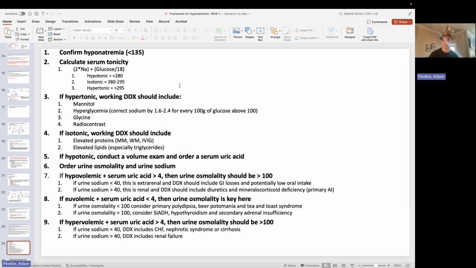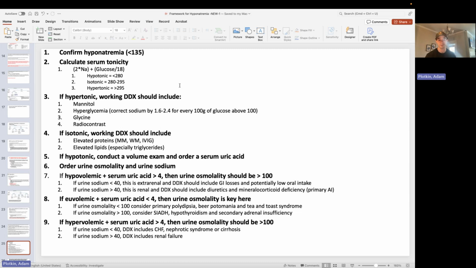If the urine sodium is less than 40, it tells me it's an extrarenal cause. It tells me our kidneys are appropriately holding on to sodium, and we should consider GI losses and potentially low oral intake. The patient will come in with diarrhea or vomiting. I don't really need to do this whole workup. The whole workup will confirm it, but their history will tell me everything I need. If the urine sodium is greater than 40, then we need to consider diuretics and mineralocorticoid deficiency, like in primary adrenal insufficiency. Again, look at their medication list, or do a further workup for primary adrenal insufficiency. And I'll do a whole lecture on that so we can learn more about that.